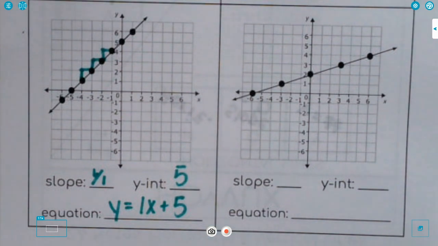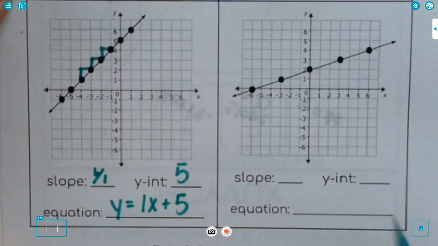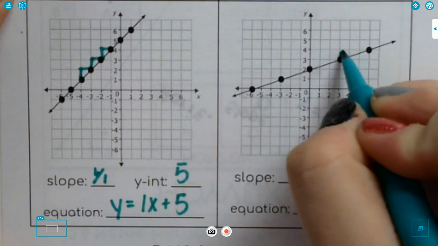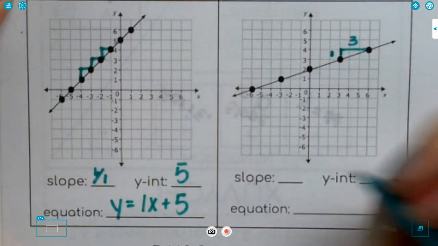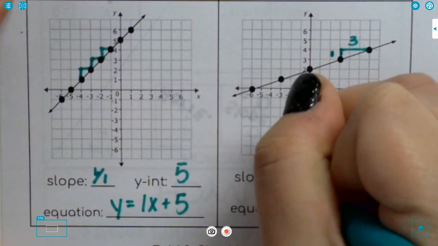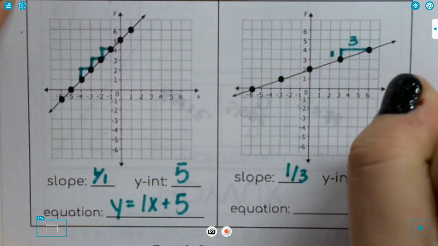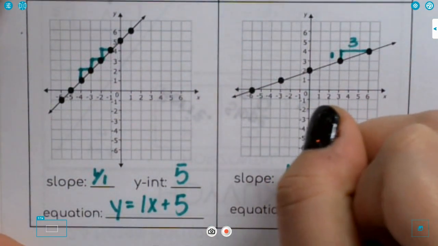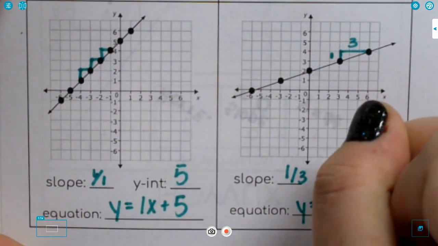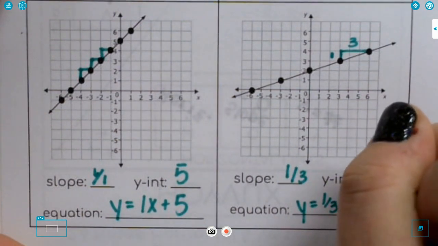Okay, and then the last one here has a positive slope as well. We are going up and to the right. It looks like we're going up 1 and to the right 3. So slope is 1/3. My y-intercept is 2. So my equation ends up being y equals 1/3 x plus that 2.